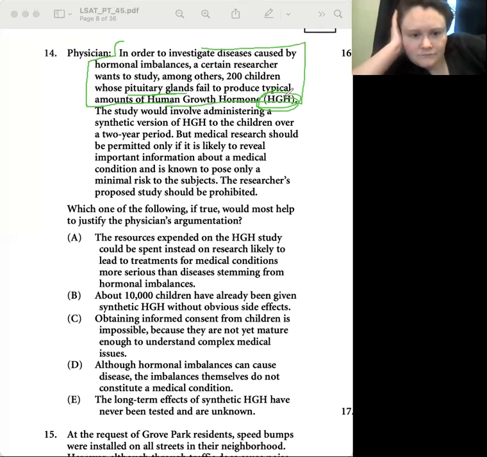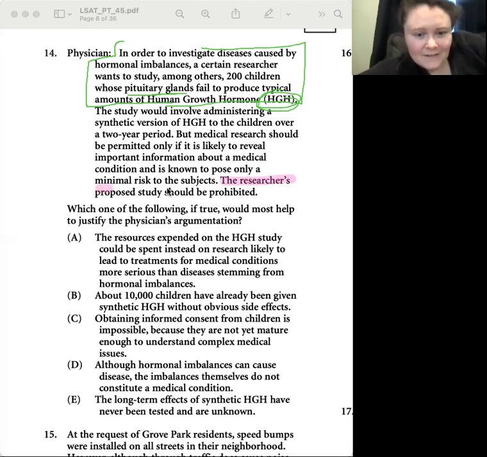Okay. The study would involve administering a synthetic version of HGH to children over a 2-year period, but medical research should be permitted only if it is likely to reveal important information about a medical condition and is known to pose only a minimal risk to the subjects. The researchers' proposed study should be prohibited. All right, so what is our conclusion? The researchers' proposed study should be prohibited.